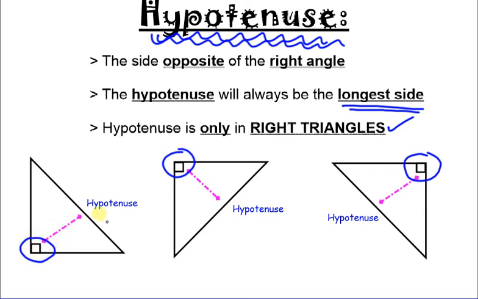So if this is the right angle, this is the hypotenuse. It's always going to be the longest side.